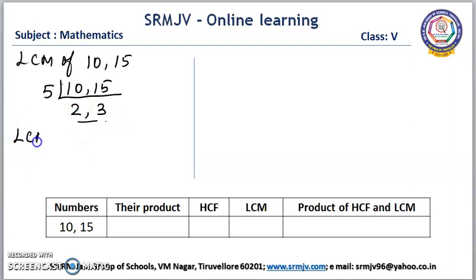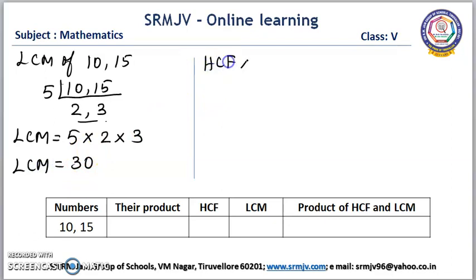To find the LCM, we have to multiply all the numbers. 5 into 2 into 3. 5 2s are 10. 10 3s are 30. So, 30 is the LCM. Okay. Now we have to find the product of HCF and LCM.